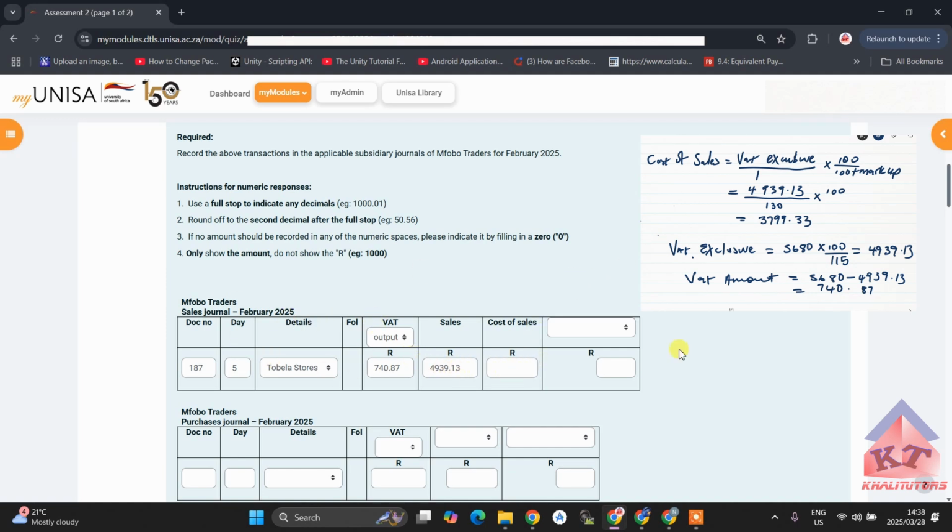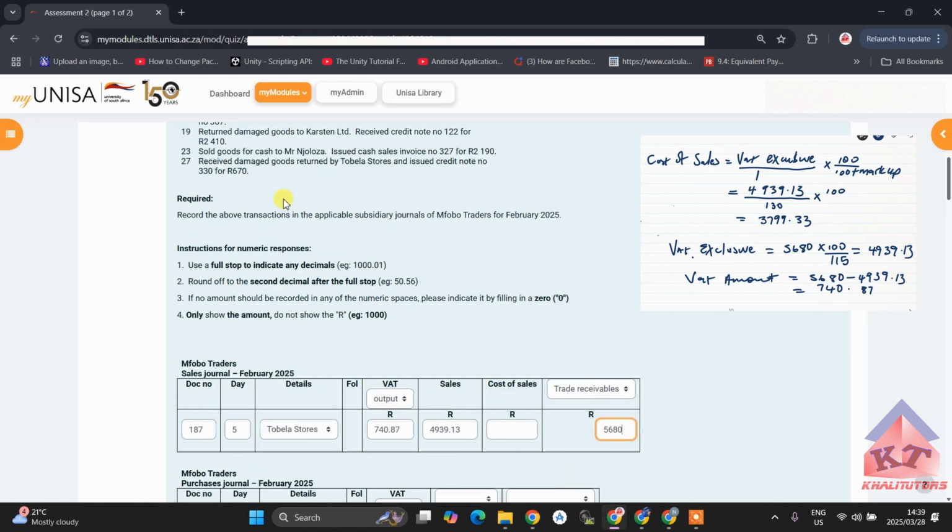Remember, you are selling this on credit. If you are selling something on credit, you know that you move that to your trade receivables account. Okay, so this amount will be recorded in the trade receivables account. We are going to receive this money from this guy who actually owes us. Okay, and the amount that we expect to receive from those people, it must include the VAT. So it's the total amount in this case, and they told us that this is going to be 5680.